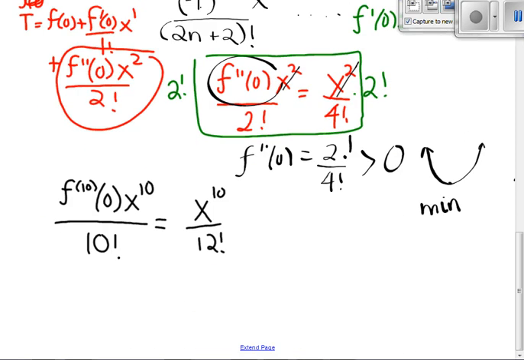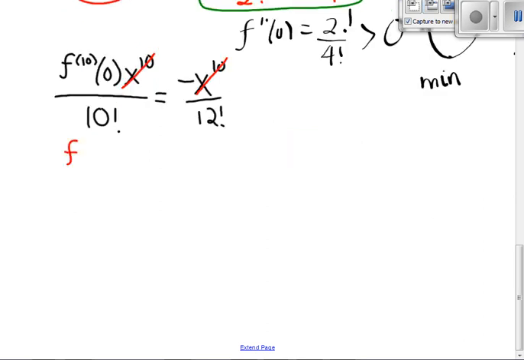So that would be negative, and then you would solve that equation by canceling out the x to the 10th. No, because this is the 10th derivative, it tells us nothing. But they could ask you for the 10th derivative. Right. So the 10th derivative at 0 over 10 factorial equals negative 1 over 12 factorial, and I'll multiply by 10 factorial, and there's your answer.